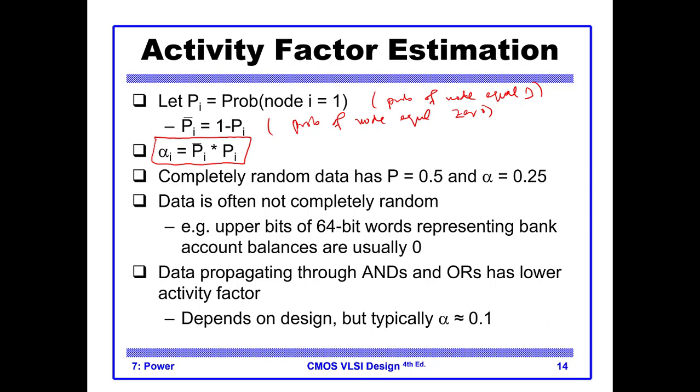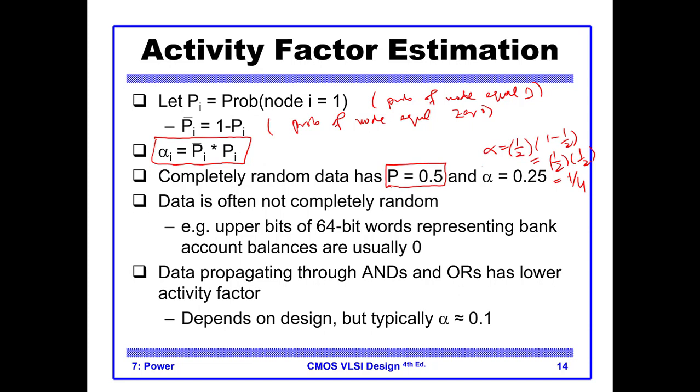So if we assume completely random data, in which 50% of the time the output is 1 and 50% of the time the output is 0, then alpha is equal to 1 by 2 into 1 minus 1 by 2, which is again 1 by 2, so it is 1 by 4, which is 0.25.